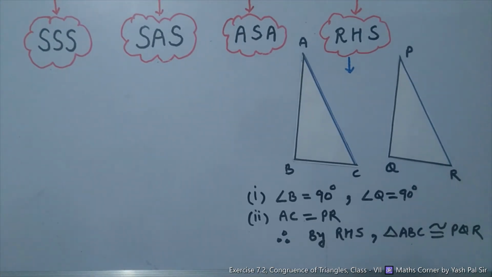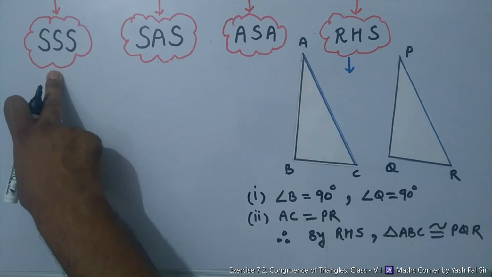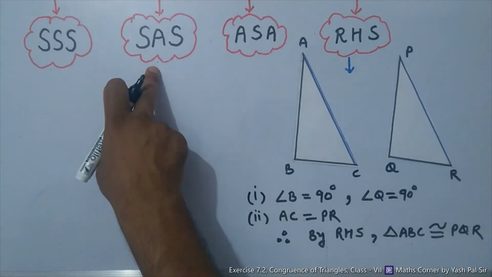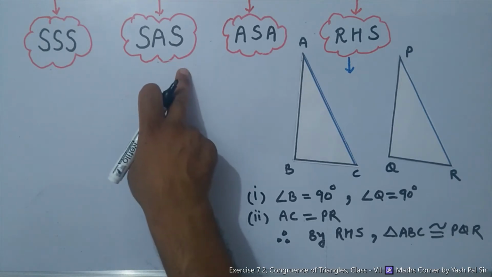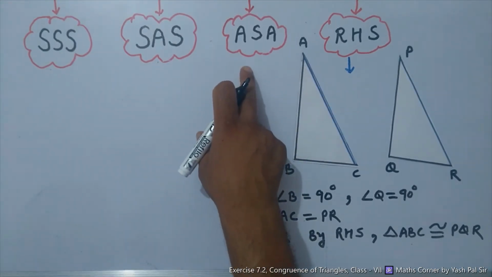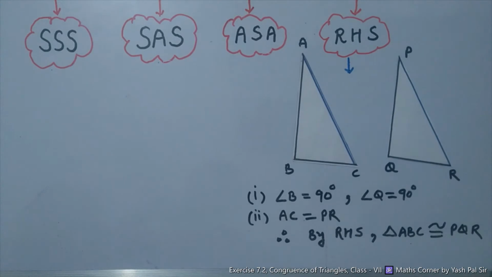Right? So this way we have discussed all the criteria for congruence of triangles. The first one was side side side criteria, the second is side angle side criteria, the third is angle side angle, and the last one is RHS criteria for congruence of triangles. Now we shall proceed towards the exercise of the chapter.